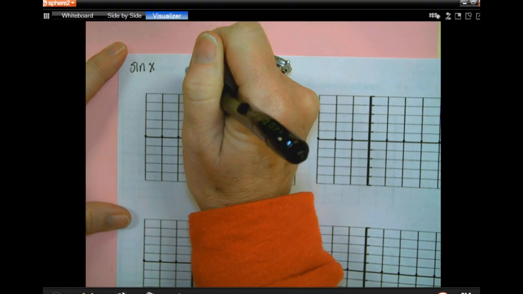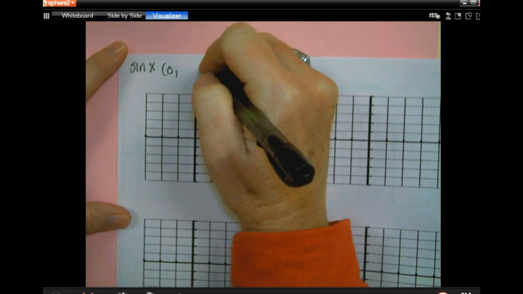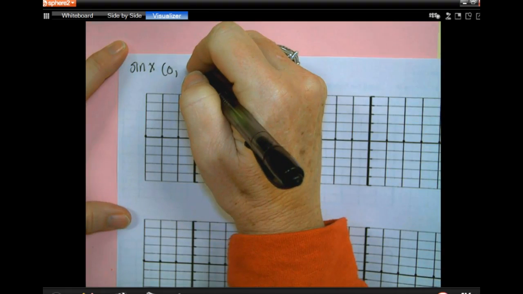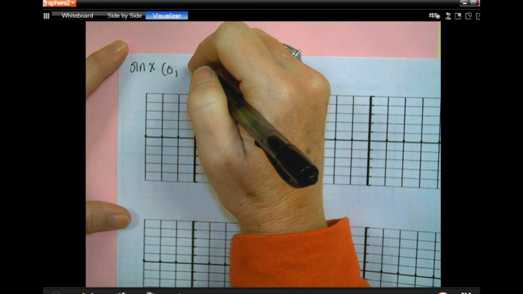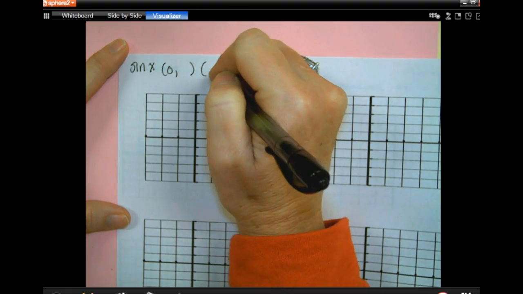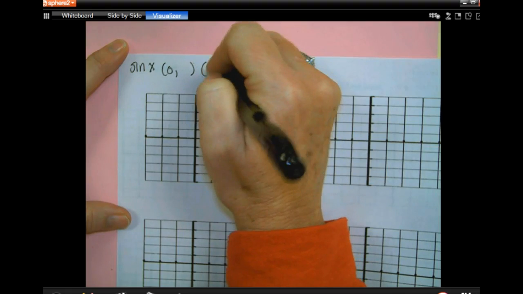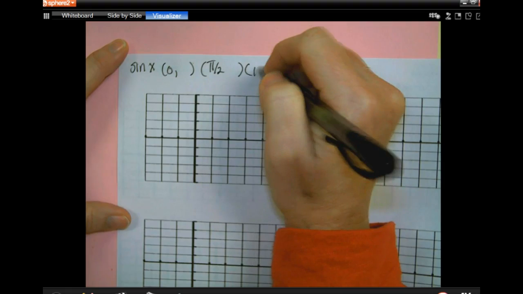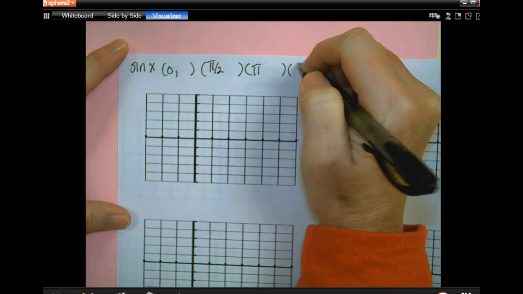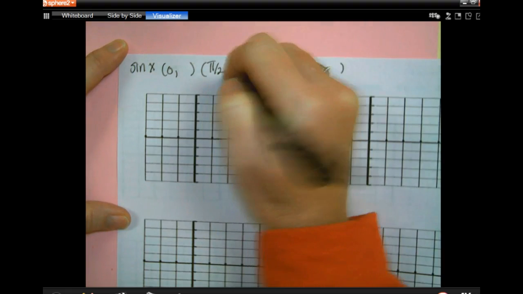If we're going to write the critical points, it's all the quadrantals all the way around. So we start at 0, then pi over 2. What comes after pi over 2? Pi. After pi? And then?